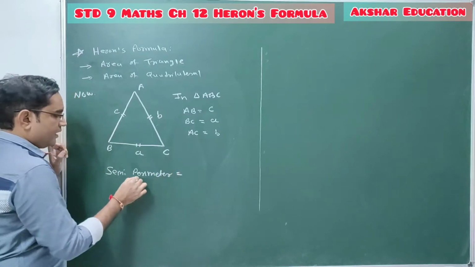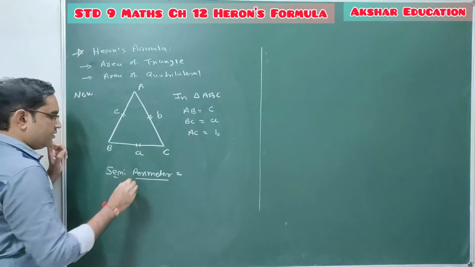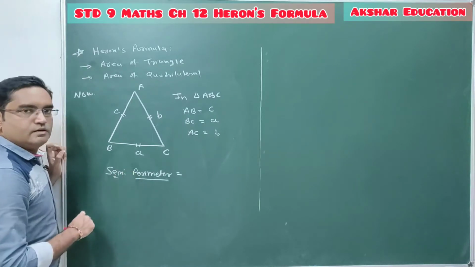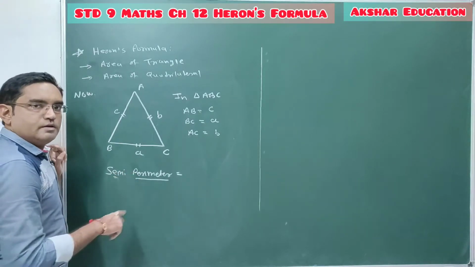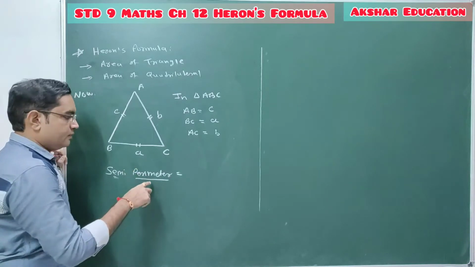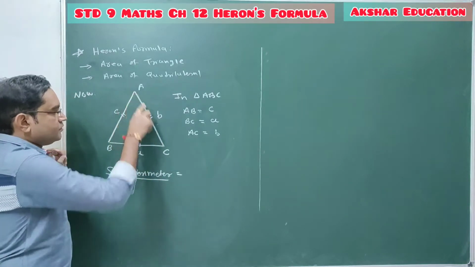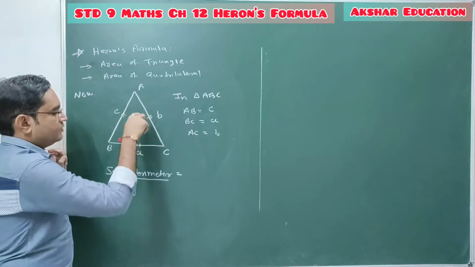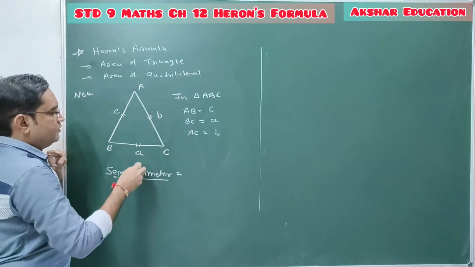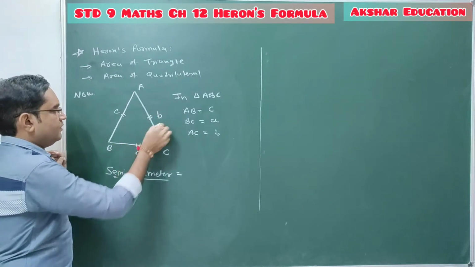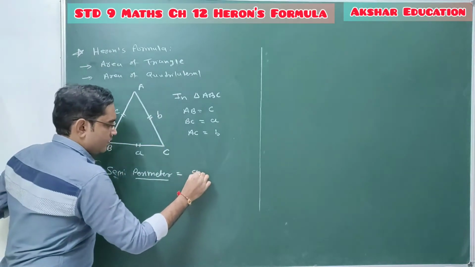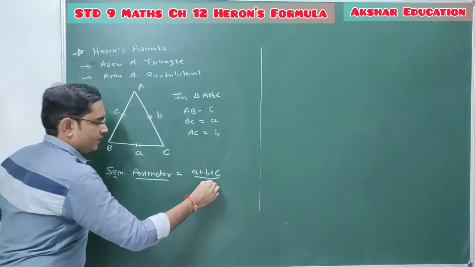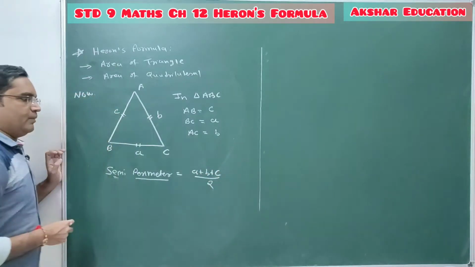Now we know the perimeter of a triangle, but here it's a semi-perimeter. Semi means half of the perimeter. So what is the perimeter of a triangle? The perimeter of a triangle is nothing but the sum of the lengths of all the sides. Three sides having the measures a, b and c, so its sum is a plus b plus c. This is the perimeter, and if we divide it by 2, we get the semi-perimeter.